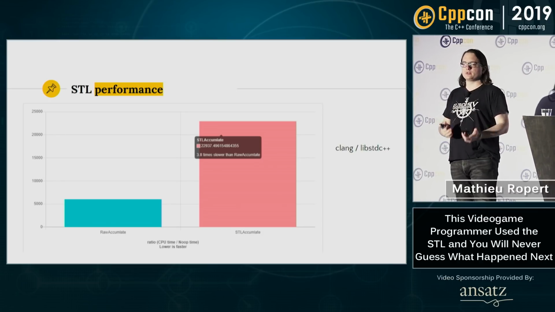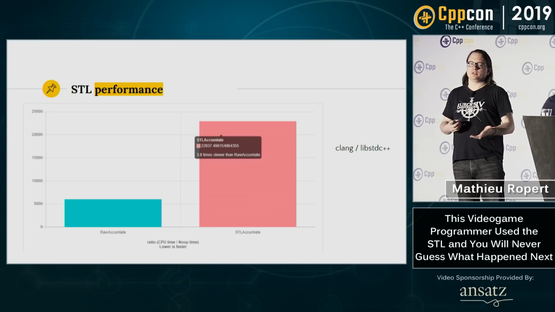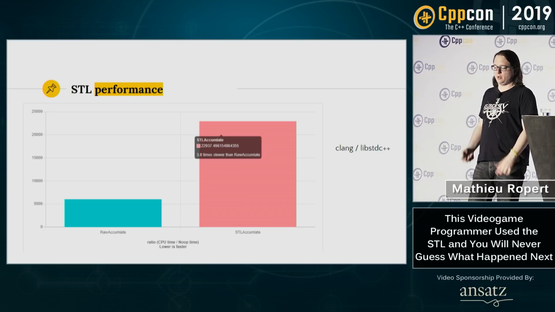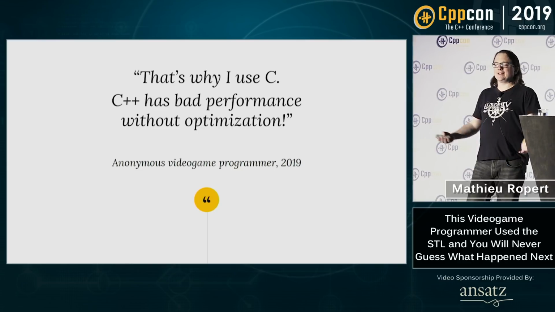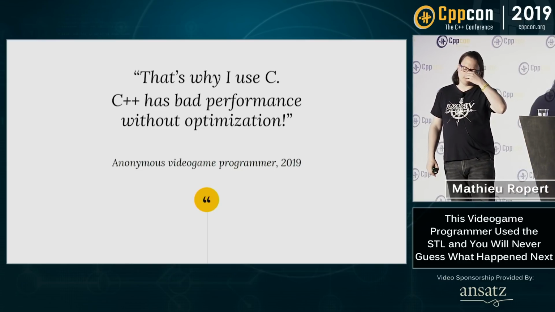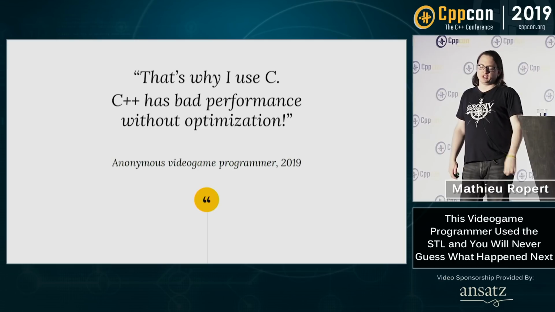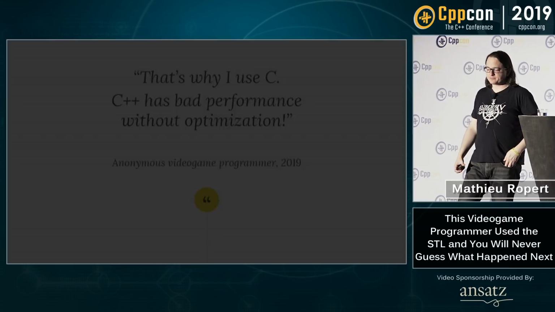If you add abstractions, you're going to pay for it at runtime unless you optimize. It's going to be slower. So yeah, sure, go closer to the machine, then you have fewer problems. And that's why this guy comes and says, that's why I use C. C++ is so bad without optimization. Like, nah, just forget it.